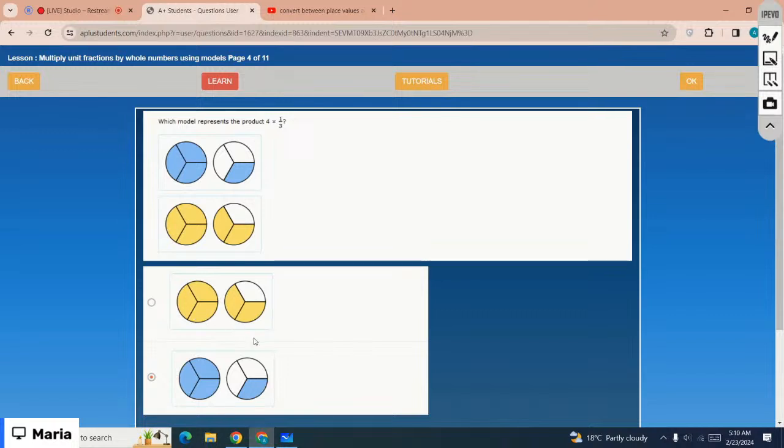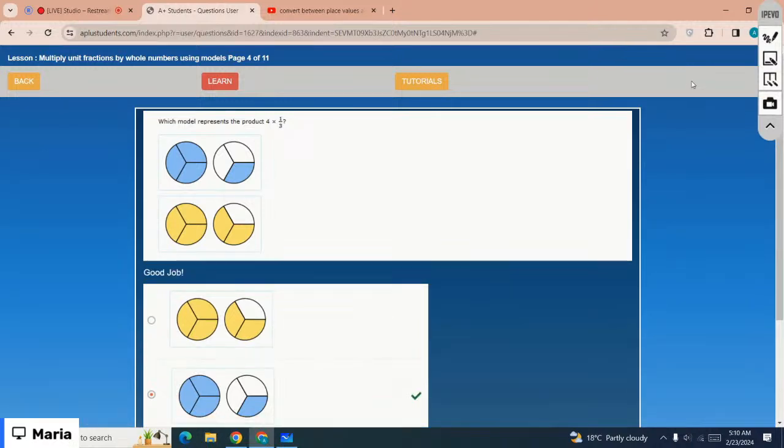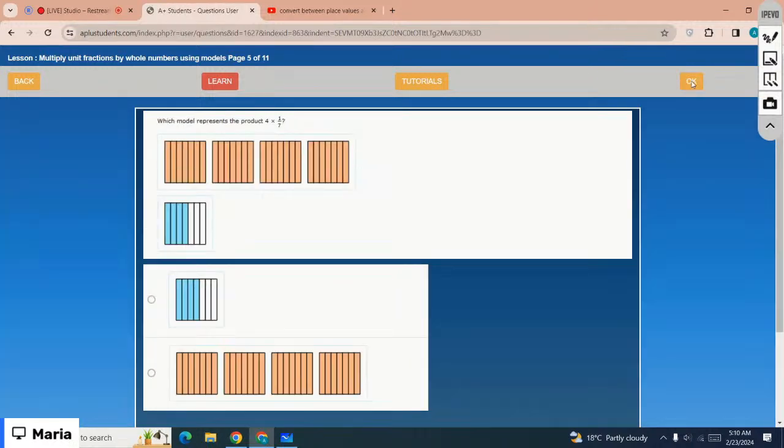For the first one, you have 5 portions colored. See them collectively like. Which model represents 4 times 1 over 7? Which is the correct option?